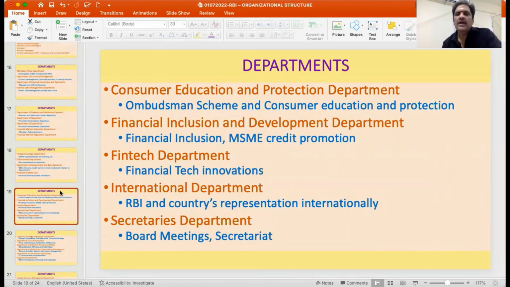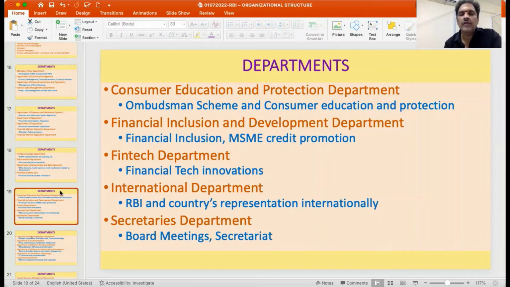Then the developmental activities of Reserve Bank of India. One of the most important activities is Consumer Education and Protection, which is handled by a department called the Consumer Education and Protection Department. This handles the financial education initiatives of RBI, consumer protection initiatives in terms of directions relating to grievances, etc. Then administering the ombudsman scheme for banks, financial institutions, then NBFCs and digital payment. Now all of them are regulated under a single scheme called the Integrated Ombudsman Scheme. So all that is handled by the Consumer Education and Protection Department.